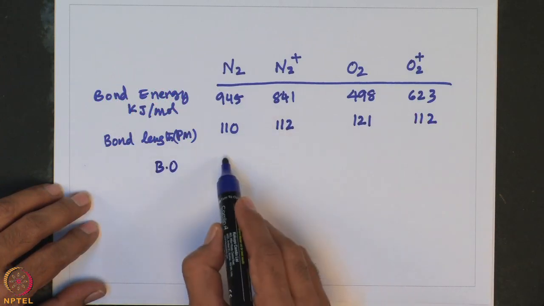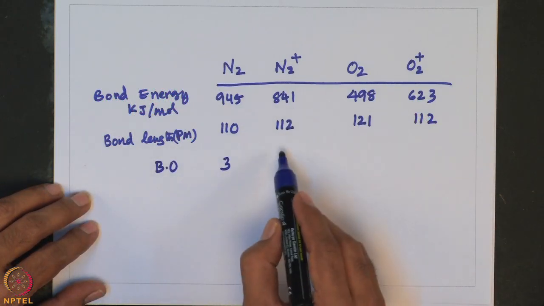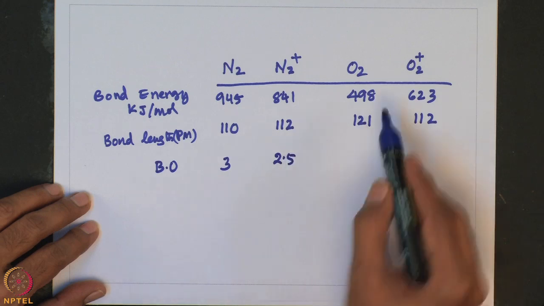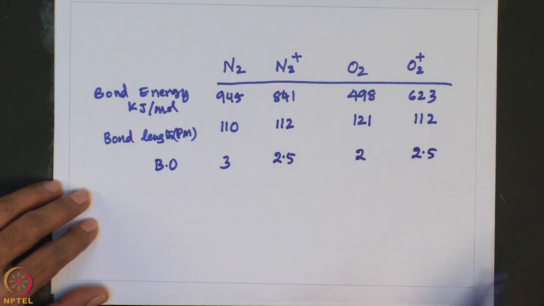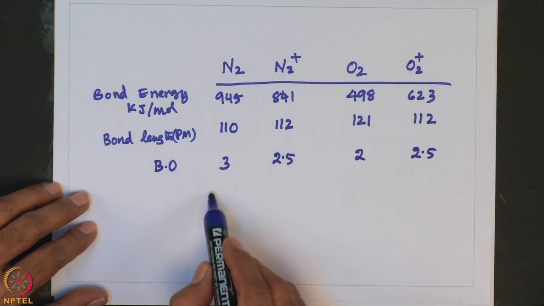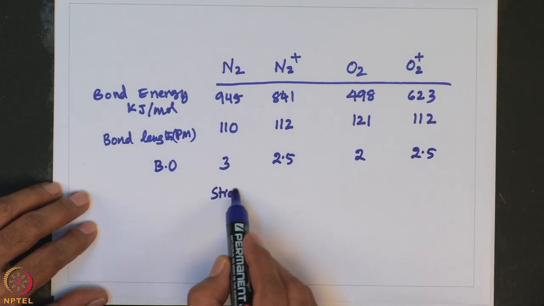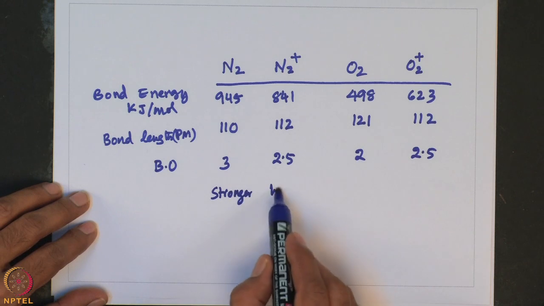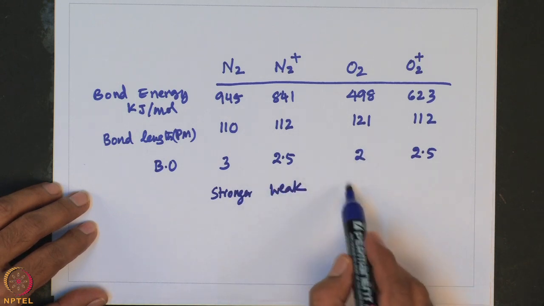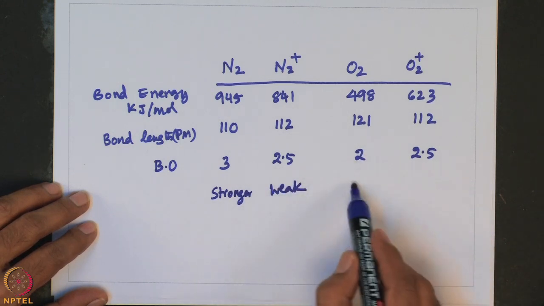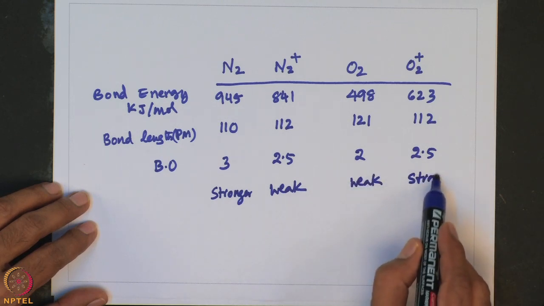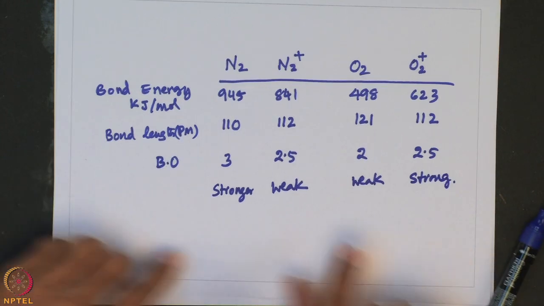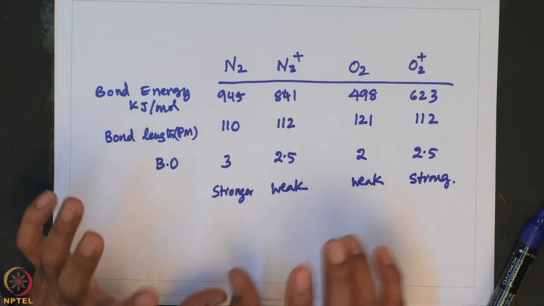In case of N2 it is 3, in case of this one it is 2.5, in case of this one it is 2, this one 2.5. That means here strong bond, 3 bonds are there, weak, and this is relatively, if I say this is weak, this is strong. Okay. So this information has come from the molecular orbital diagram simply by writing.